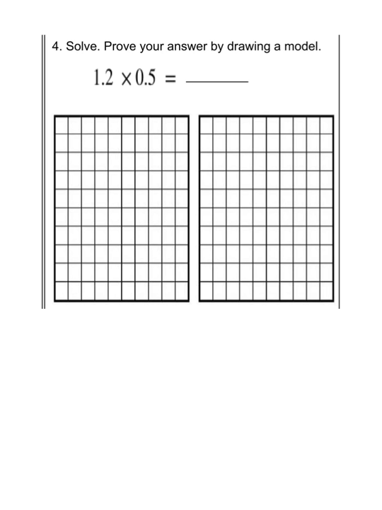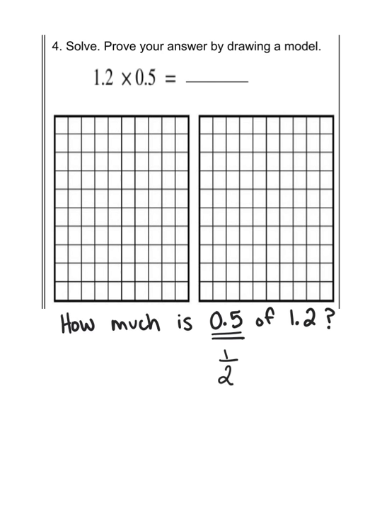Now we're going to show this multiplication problem. So we're going to show 1 2 tenths times 5 tenths. And I think this will be easier for us to visualize if we write it out like this. Let's show how much is 5 tenths of 1 2 tenths, meaning we're going to show a portion of 1 2 tenths. Now, whenever you see 5 tenths, you should immediately think, oh, that's the same as 1/2. So really we're showing how much is 1/2 of 1 2 tenths.